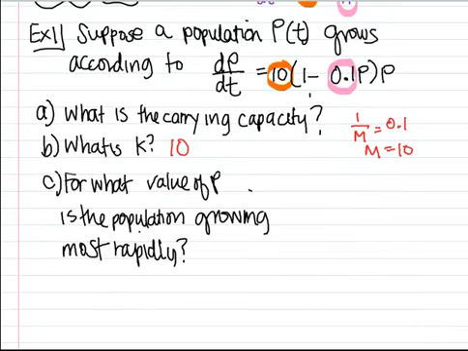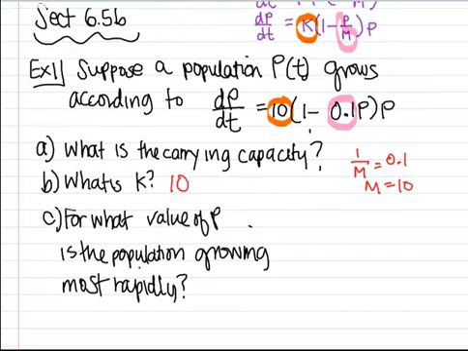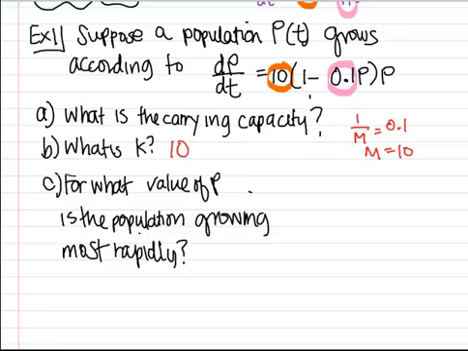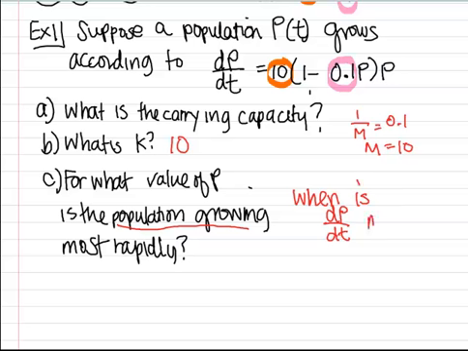So even though you're not told that this is a logistic differential equation, you need to be able to recognize it as such by comparing it to the differential equation form that you are familiar with. And then you need to be able to identify M and k. Now our last question here: for what value of P is the population growing most rapidly? So the population growing, that's dP/dt, and you want to find when dP/dt is growing fastest. So when is dP/dt a max?